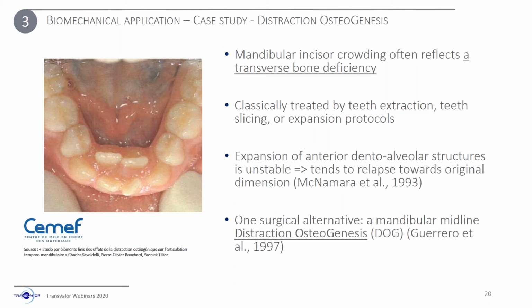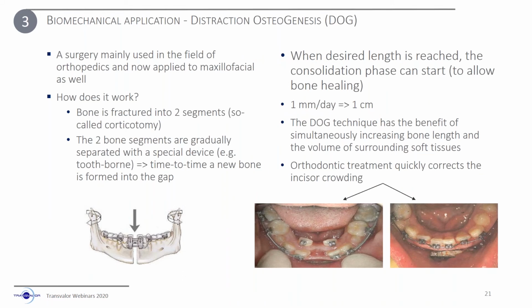But sometimes this treatment might be a little bit unstable, and this is why, by the end of nearly 1997, excuse me, a new surgical alternative has been developed, which is called the mandibular midline distraction osteogenesis. So, what are we talking about? This surgery is used in order to reconstruct skeletal deformities and to lengthen bones of the body.